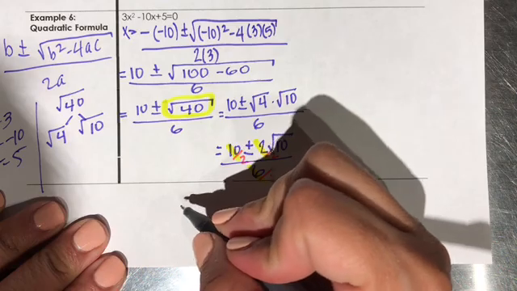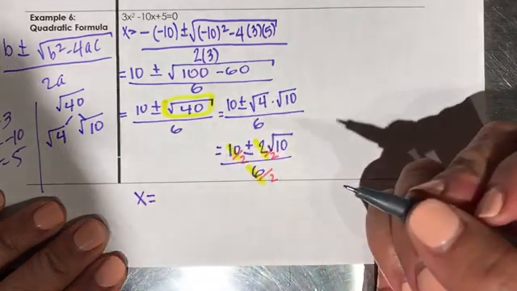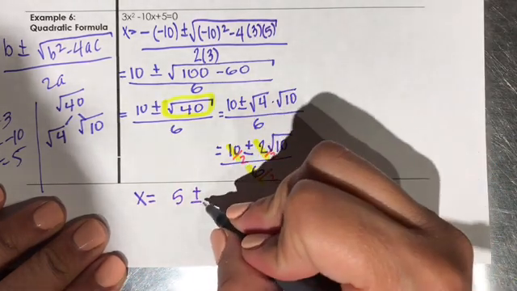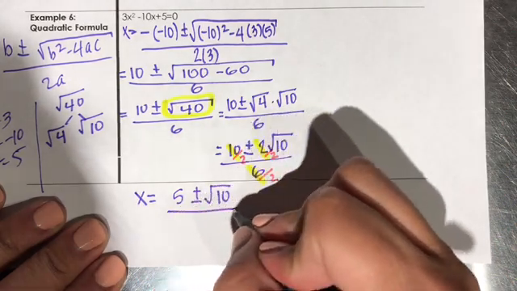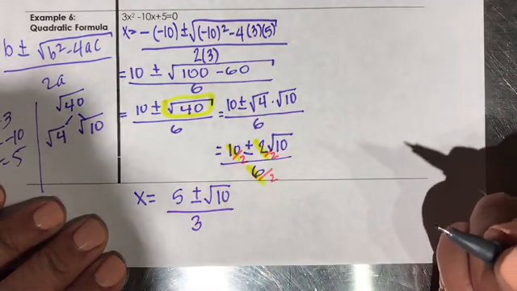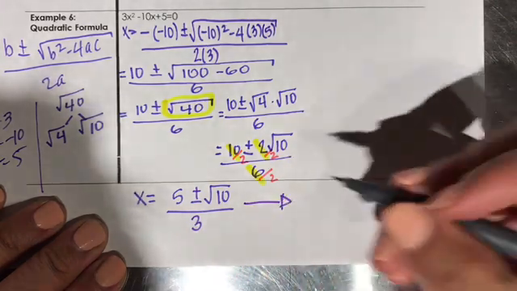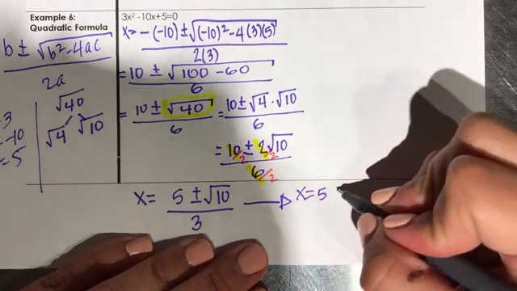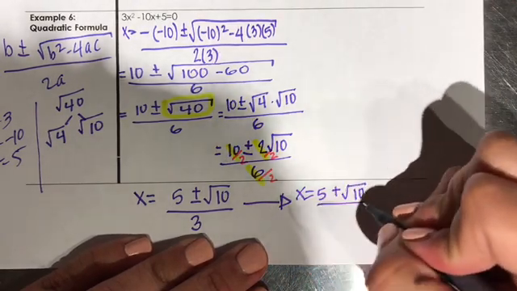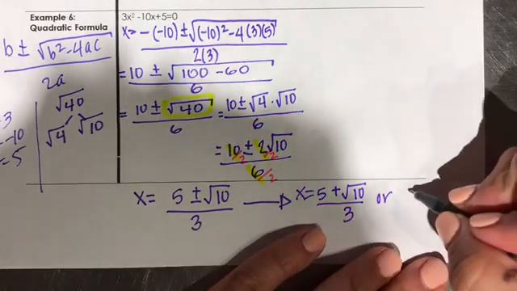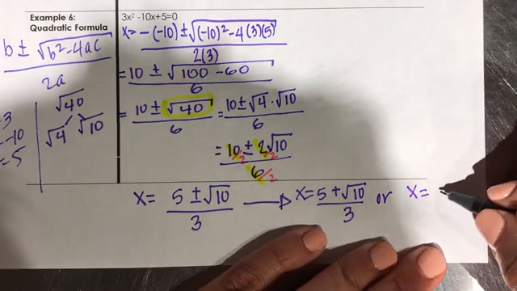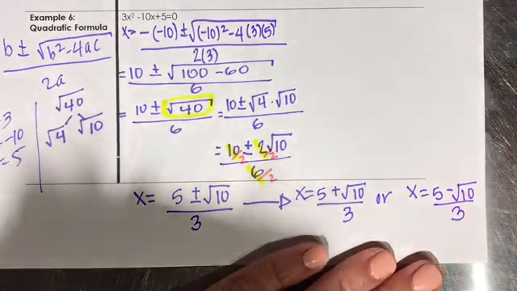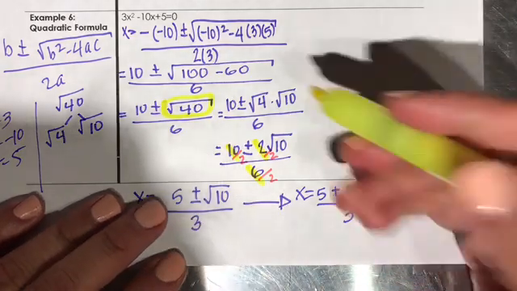So I'm going to get x equals 5 plus or minus the square root of 10 over 3. If I expand it, x equals 5 plus the square root of 10 over 3, or x equals 5 minus the square root of 10 over 3. These are my solutions.